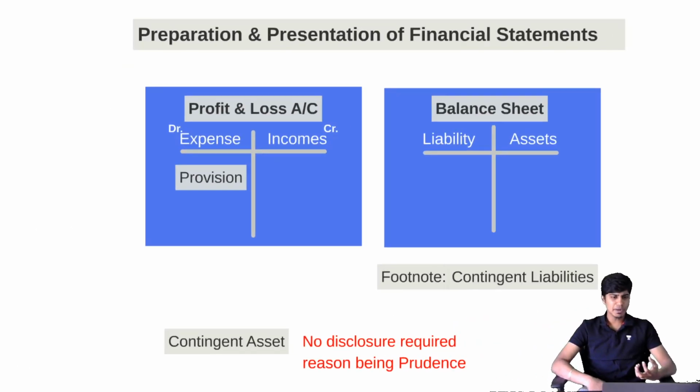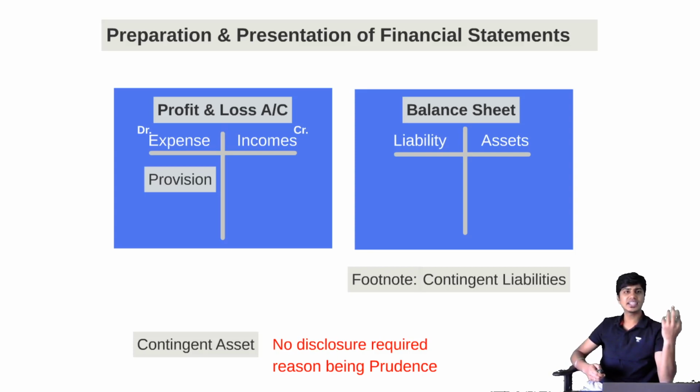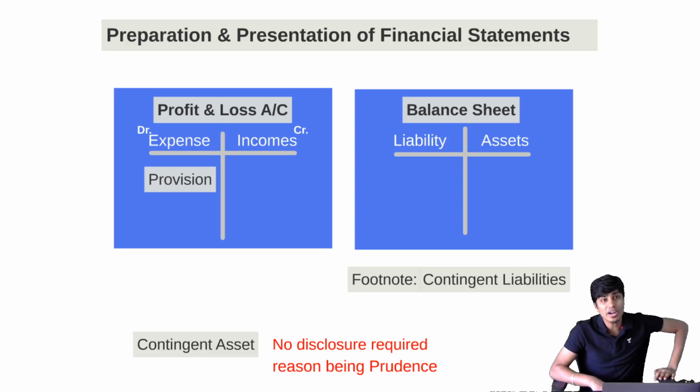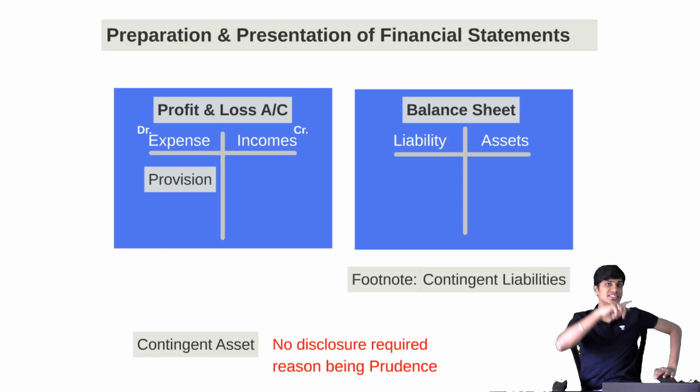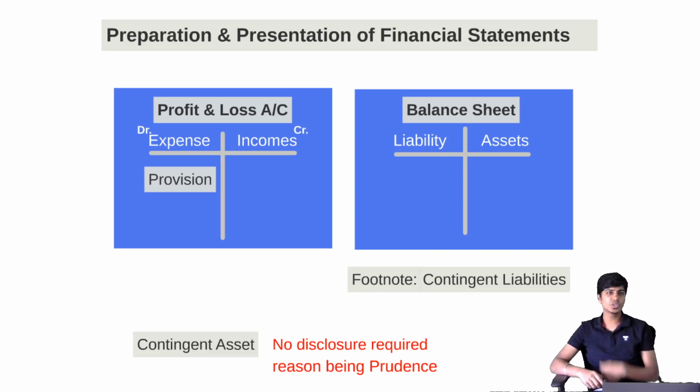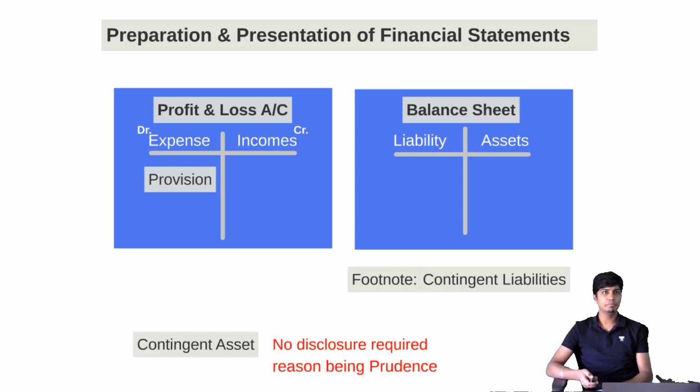The presentation part is like this: contingent assets and contingent liabilities will not come in the balance sheet as assets and liabilities, because they're not assets and liabilities. They are contingent assets and contingent liabilities. Contingent liabilities should be disclosed as a footnote to the balance sheet. Contingent assets need not be disclosed. However, provision will be written in the P&L account as an expense and it should appear in the balance sheet as a liability.